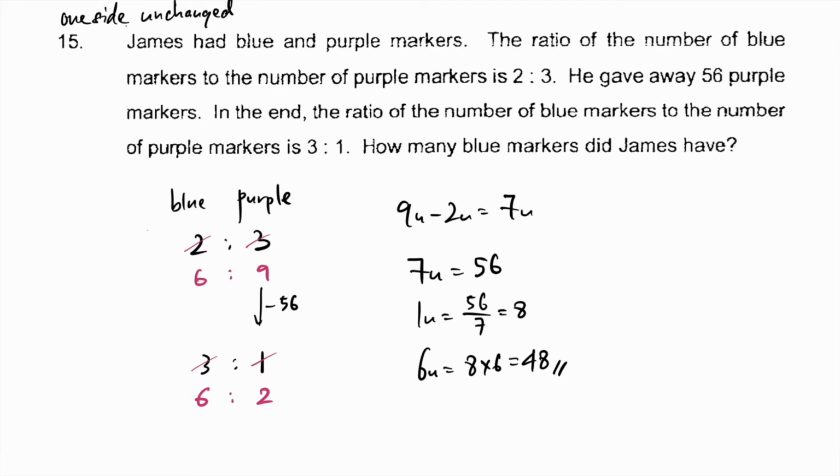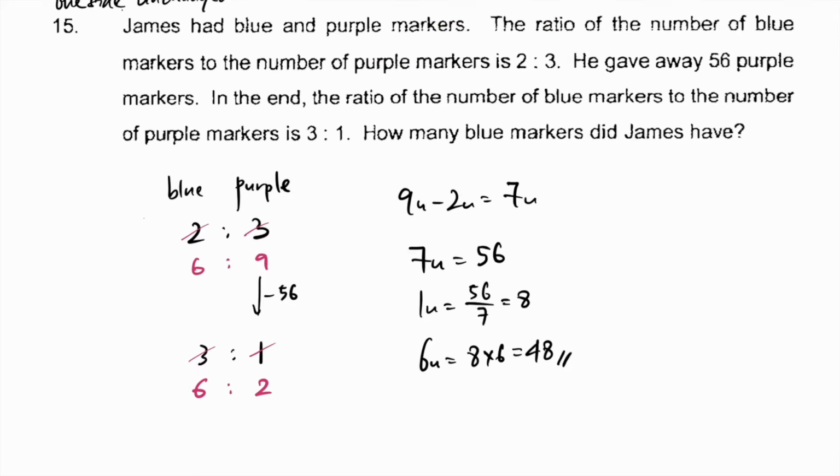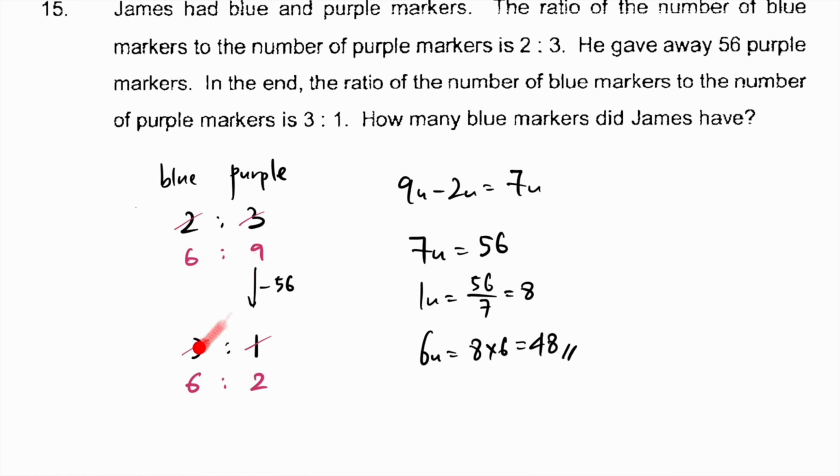Okay, take note. They told you blue to purple. Sometimes if the teachers want to be sneaky, they will write purple to blue when they actually gave you blue to purple at first. So be aware of that little trick there. So in this case, the trick is not there. All right, so 2:3, 3:1.